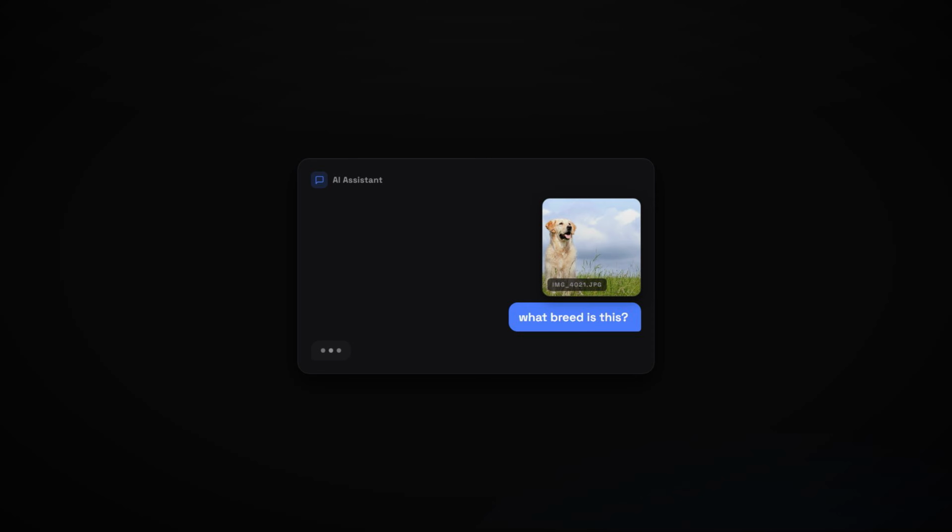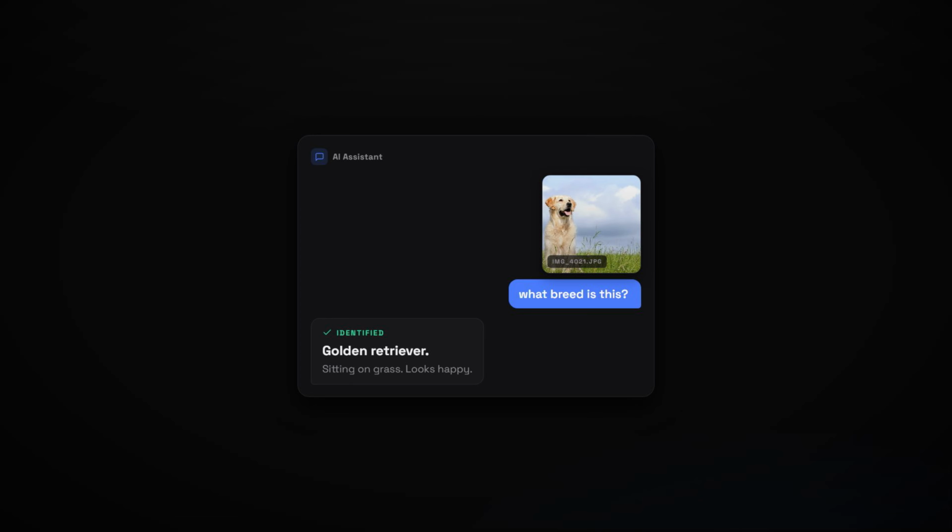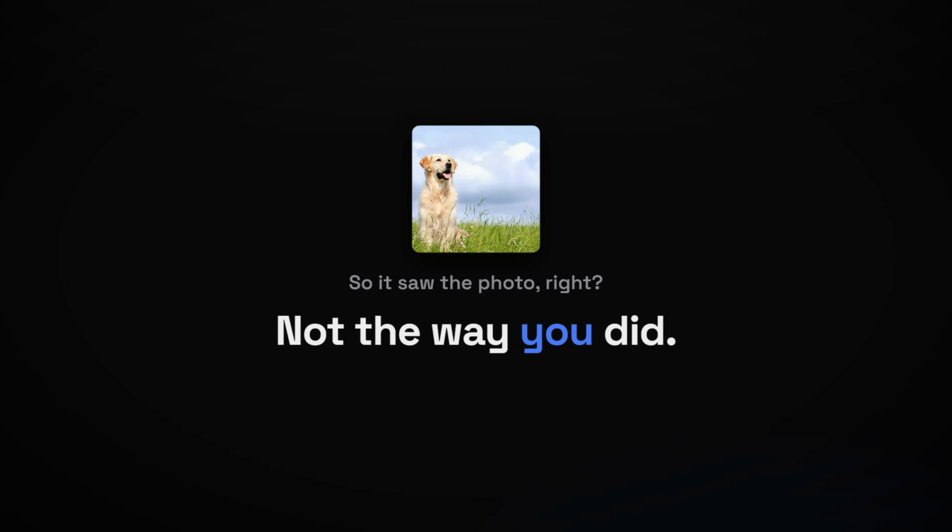You upload a photo of your dog. You ask, "What breed is this?" A second later, the AI answers, "Golden Retriever, sitting on grass, looks happy." So, it saw the photo, right? Not the way you did.